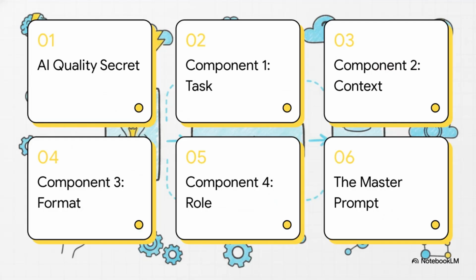So here's our game plan for today. First, the secret to AI quality. Then, we'll break down the 4 core components: task, context, format, and role. And finally, building the master prompt.